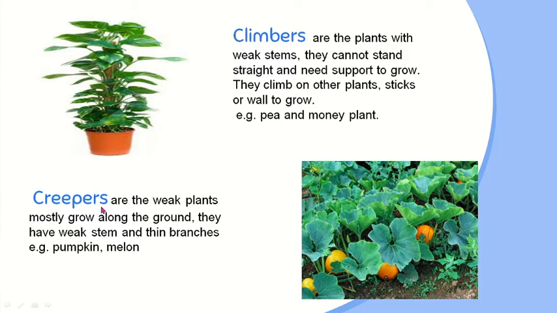Next is creepers. Creepers are weak plants, mostly growing along the ground. You can see in this picture they grow along the ground. They have weak stems and thin branches. Example: pumpkin, melon.